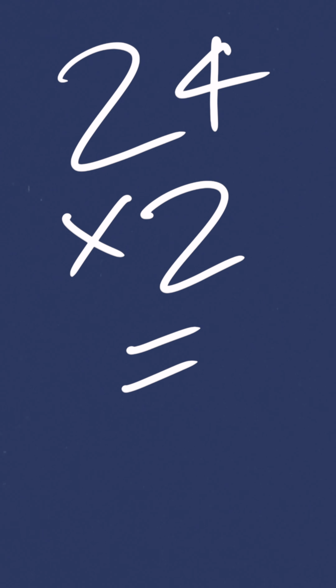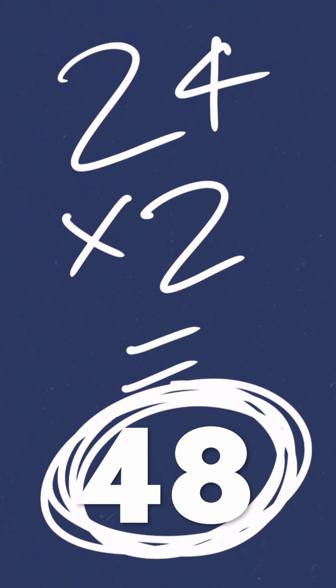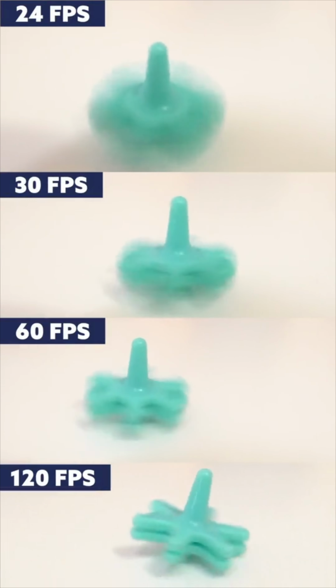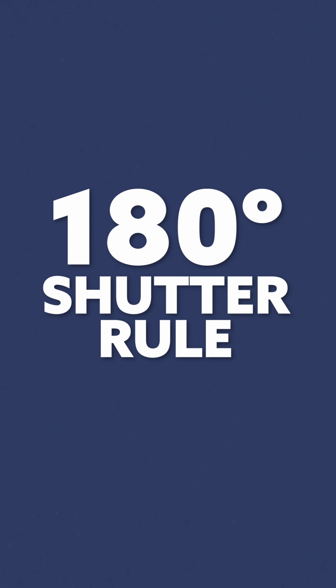Basic rule in video is that whatever the frame rate you select, multiply that number by 2 and it will give you the correct number that you should set your shutter speed so the motion blur in your video looks normal. This is called the 180-degree shutter rule in video.